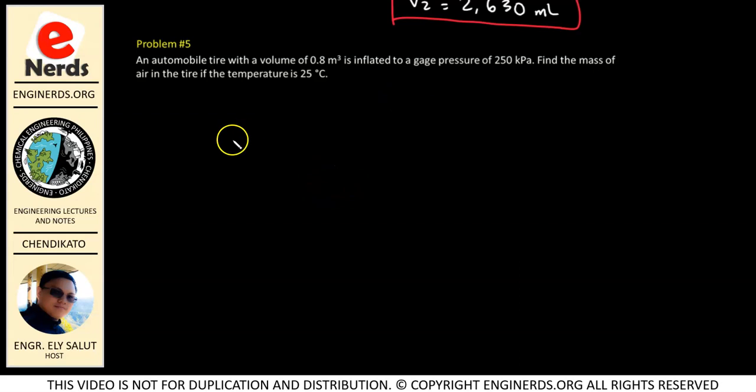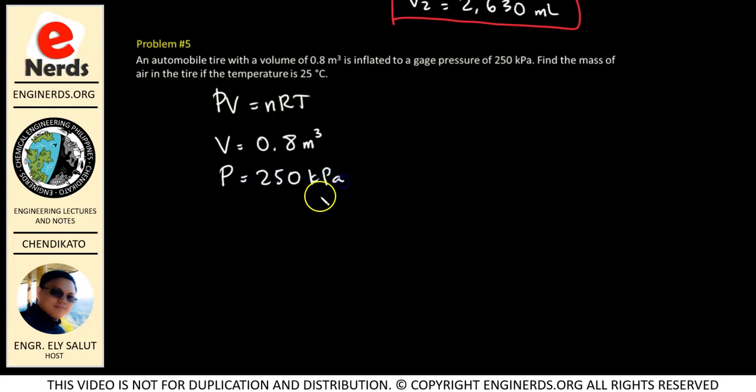So, that means, ang gagamitin natin dito is yung ating ideal gas equation, which is PV is equal to nRT. Okay? So, kailangan natin is mass, but of course, with this equation, ang makukuha natin is yung number of moles, no? Pero, isulat muna natin yung mga given natin. So, we have our volume, which is equal to 0.8 cubic meters. And then, we have our pressure, which is equal to 250 kilopascal. Pero, we have to take note that this is a gauge pressure. Okay, this is a gauge pressure.